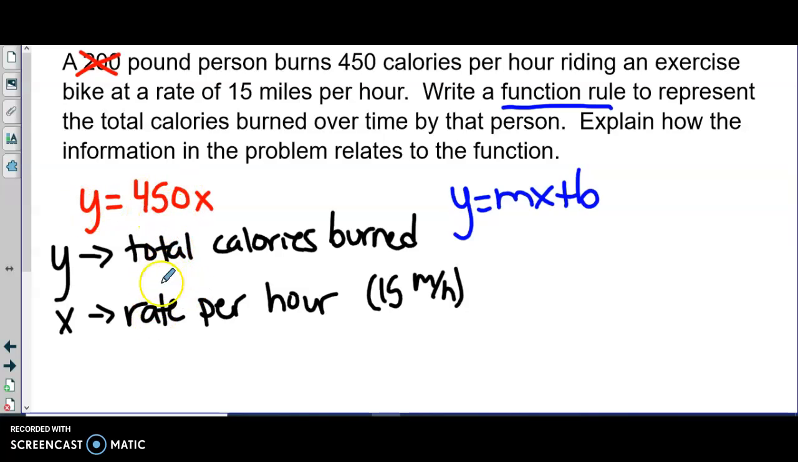You just have to make sure that you tell what each thing represents. And our rate per hour only works if he stays at 15 miles per hour. So if he increases to 20 miles per hour, he's probably going to burn more calories. And if he decreases to 10 miles per hour, he's going to burn less calories. But we don't really know that information. All we know is this information. So this is our function rule, and this is how it relates to the problem.